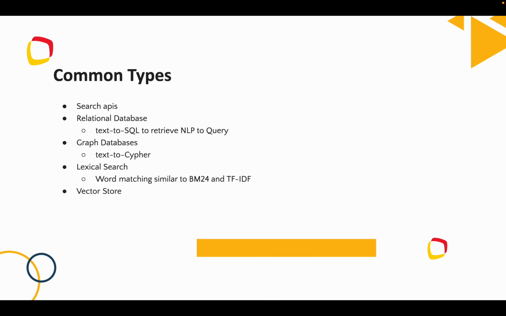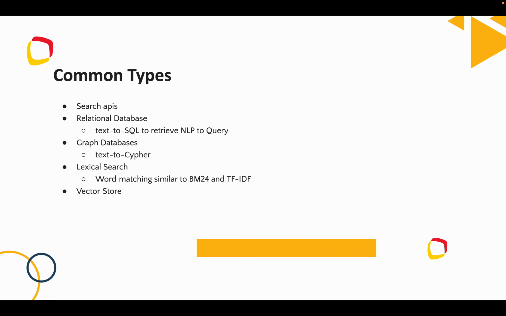There are different kinds of retrievers available. One is search APIs. As I mentioned, it may not always need to be a database. It can be a search API also. We can use the Wikipedia search API, for example, as a retriever. We can use a relational database as a retriever, because we can use text-to-SQL, in which we give the NLP query and the retriever converts it to an SQL query and retrieves the data. Similar to that, we can use a graph database as a retriever, in which we convert the text into a Cypher query. Cypher query is something that is understood by the graph database, similar to SQL.